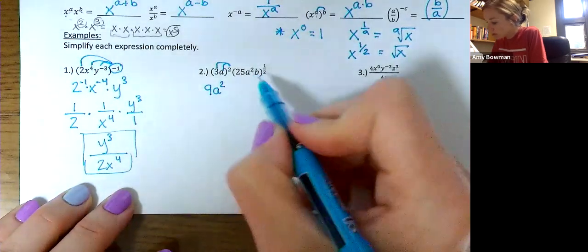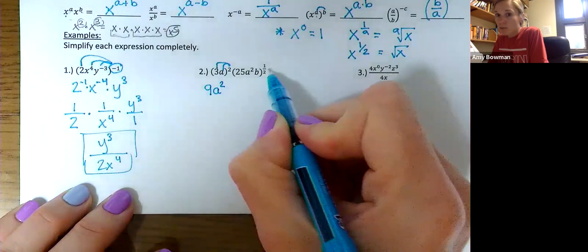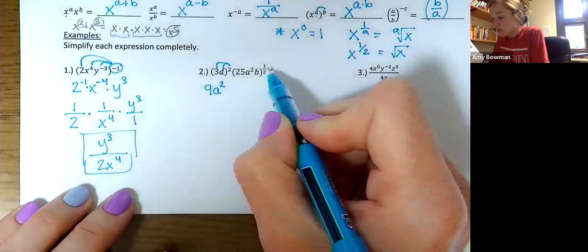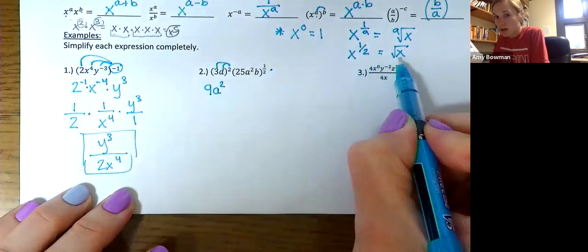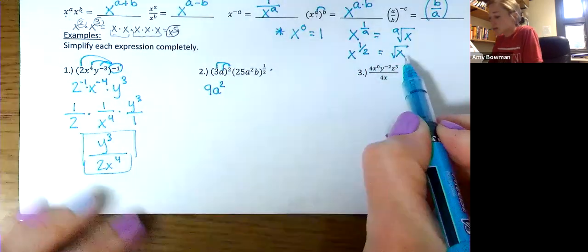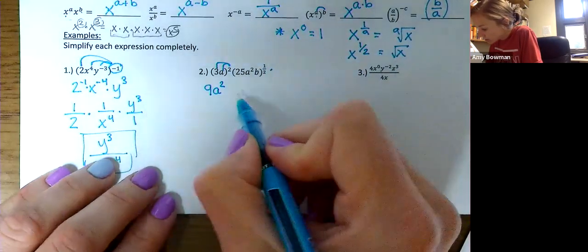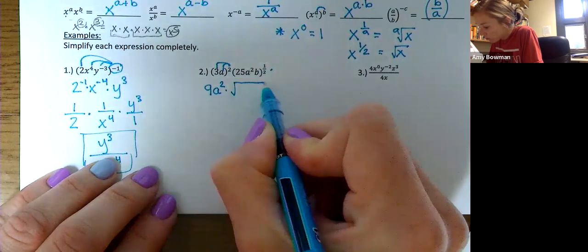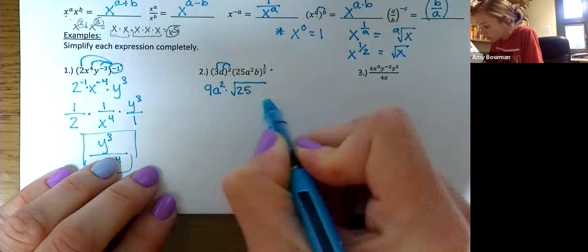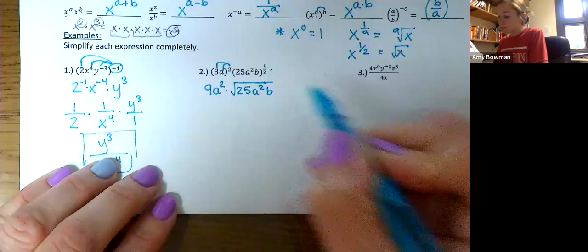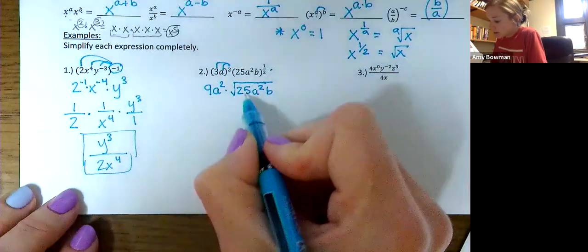Then I have this whole piece being raised to the 1/2. Remember, something being raised to the 1/2 power is the same as the square root of that. So now what we can do is, instead of that whole thing raised to the 1/2, I can think of the whole thing under a square root. And then I can simplify. So let's think about this.